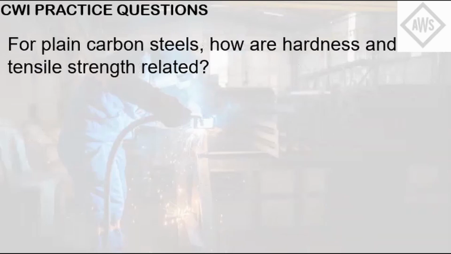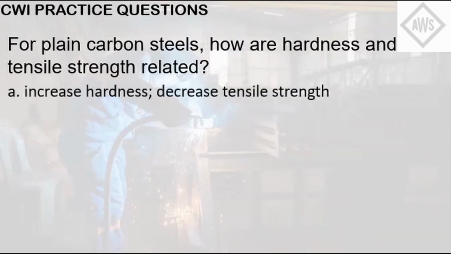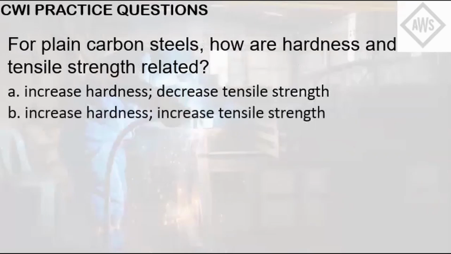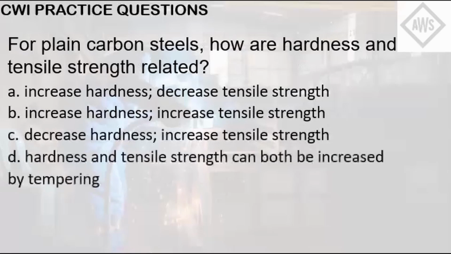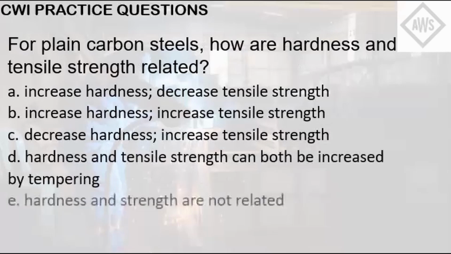For plain carbon steels, how are hardness and tensile strength related? Letter A, increase hardness, decrease tensile strength. B, increase hardness, increase tensile strength. C, decrease hardness, increase tensile strength. D, hardness and tensile strength can both be increased by tempering. E, hardness and strength are not related. As hardness increases, tensile strength also increases. Hence, the answer here is letter B.